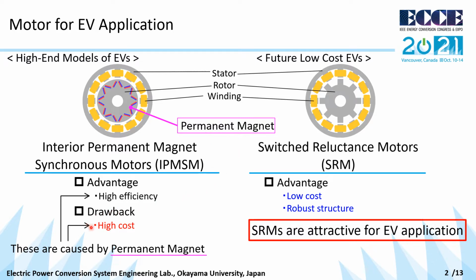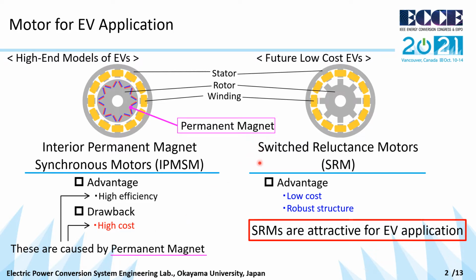For the low-cost EVs, such as personal small vehicles, the interior permanent magnet synchronous motors are expensive. Therefore, the low-cost motors which do not contain any permanent magnet are required. Then, the switched reluctance motors are expected.